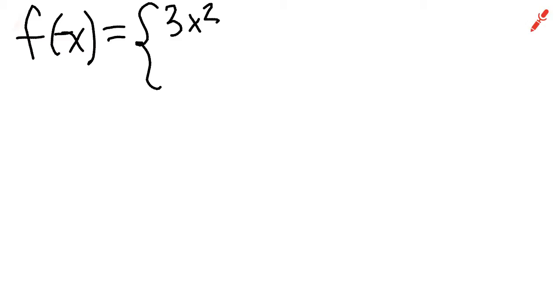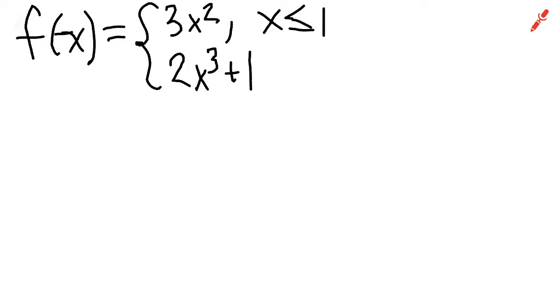So first, we have our piecewise function, f of x equals 3x squared for values x less than or equal to 1, and 2x cubed plus 1 for values x greater than 1. So in order to find if these two equations are differentiable, we must find their limit.